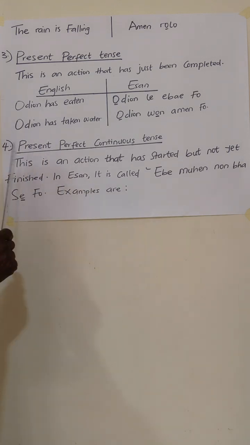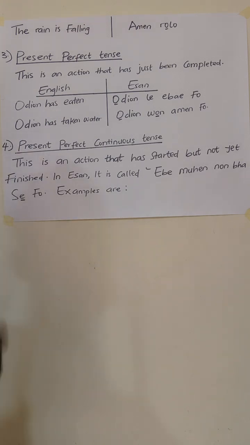Oseregbe. Ojo has taken water. Ojo nwame. Egbe menan tanya. Ojo nwame. Oseregbe. Present perfect tense. Ode koni. Emina oseregbe na wola sunu.